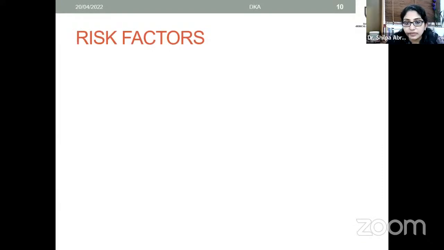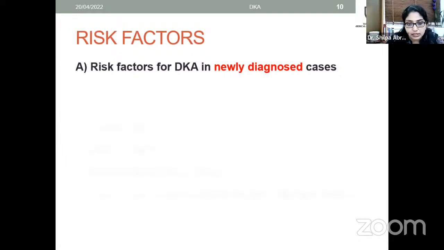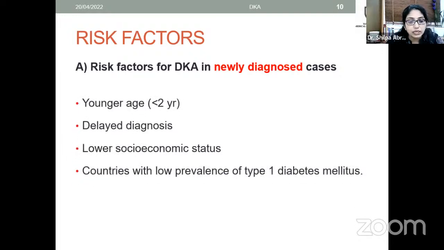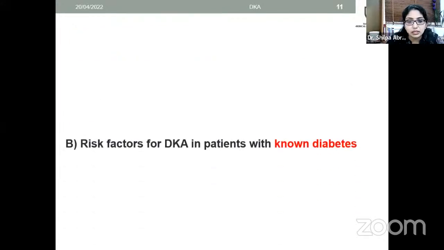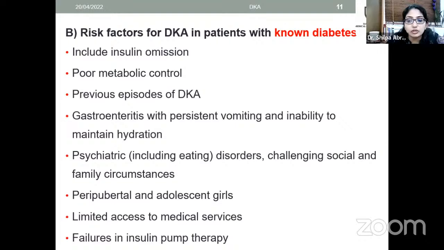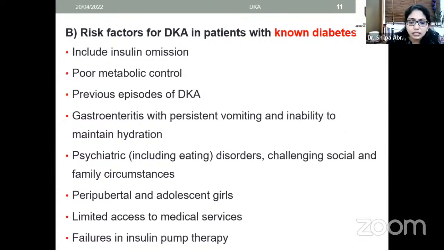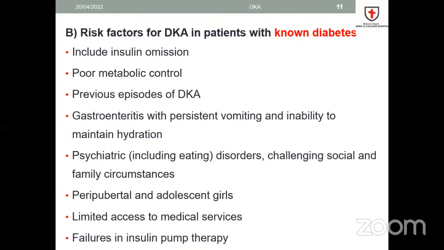Now coming to what are the risk factors for a child to develop DKA. In a newly diagnosed case, what are the risk factors? If the child is of younger age, if there is delay in the diagnosis of diabetes, low socioeconomic status, low prevalence of diabetes. In a child with known diabetes, the most important factor is the omission of insulin. So they forget to take insulin, or the parents don't give insulin for some reason. Then a child who is having poor diabetic control, then a previous history of DKA again is a risk factor. Then any sick child with gastroenteritis, persistent vomiting, all these are risk factors. Okay.